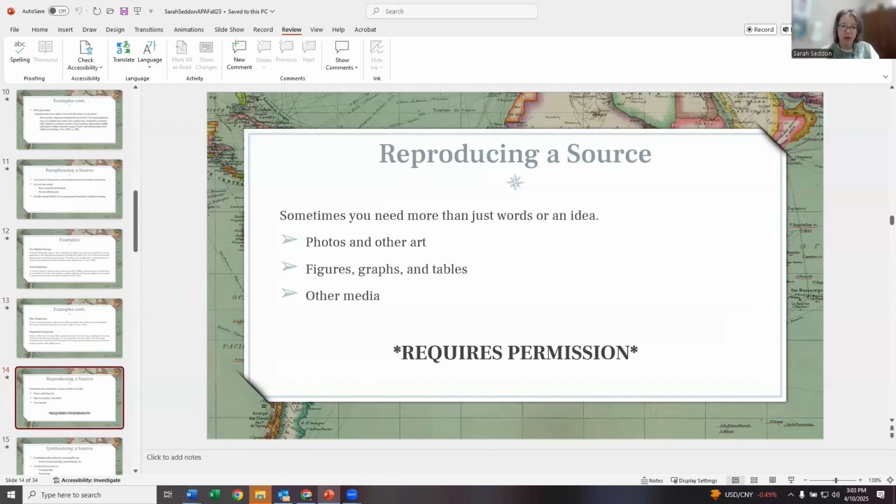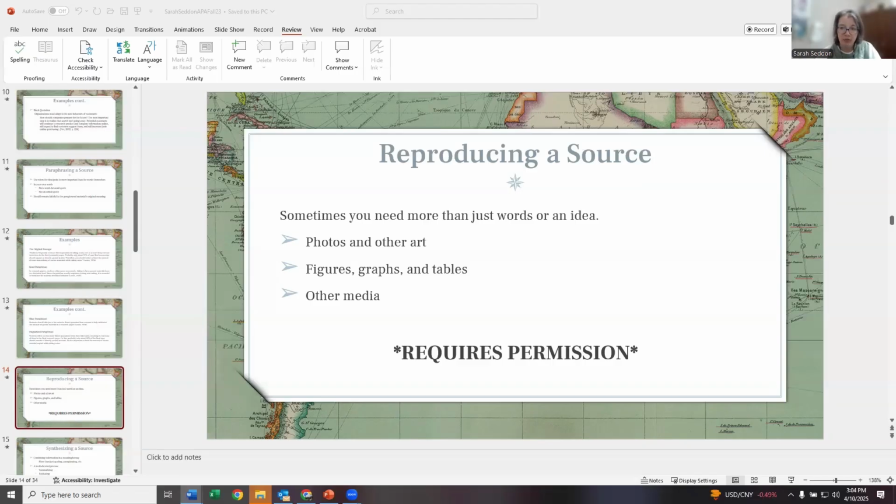Okay, so what if you want to use a source that isn't something you can quote or paraphrase? Maybe you want to include a graph in your essay, or maybe you want to include a picture, or in a presentation, you might be including clips from a video. These aren't in a verbal form or a written form. So because of that, the rules are a little bit different. When you are working with a source of this type, it's called reproducing the source. You're basically making a copy of it and putting it into your work.